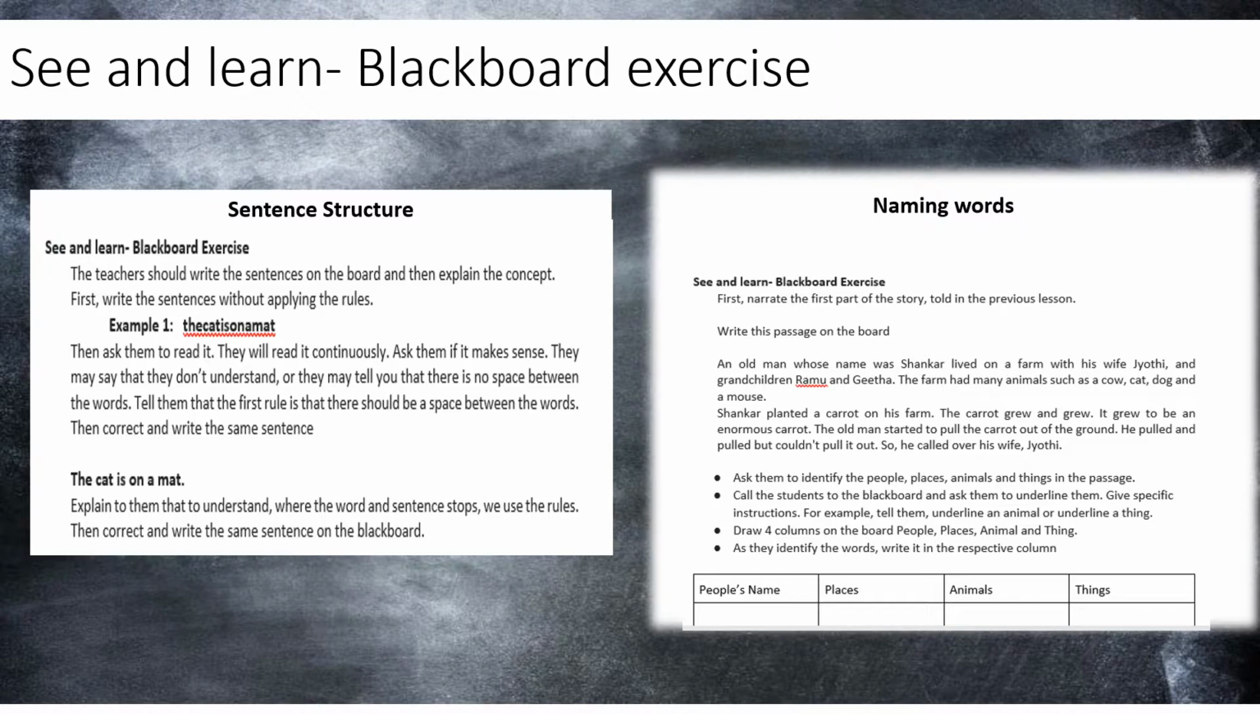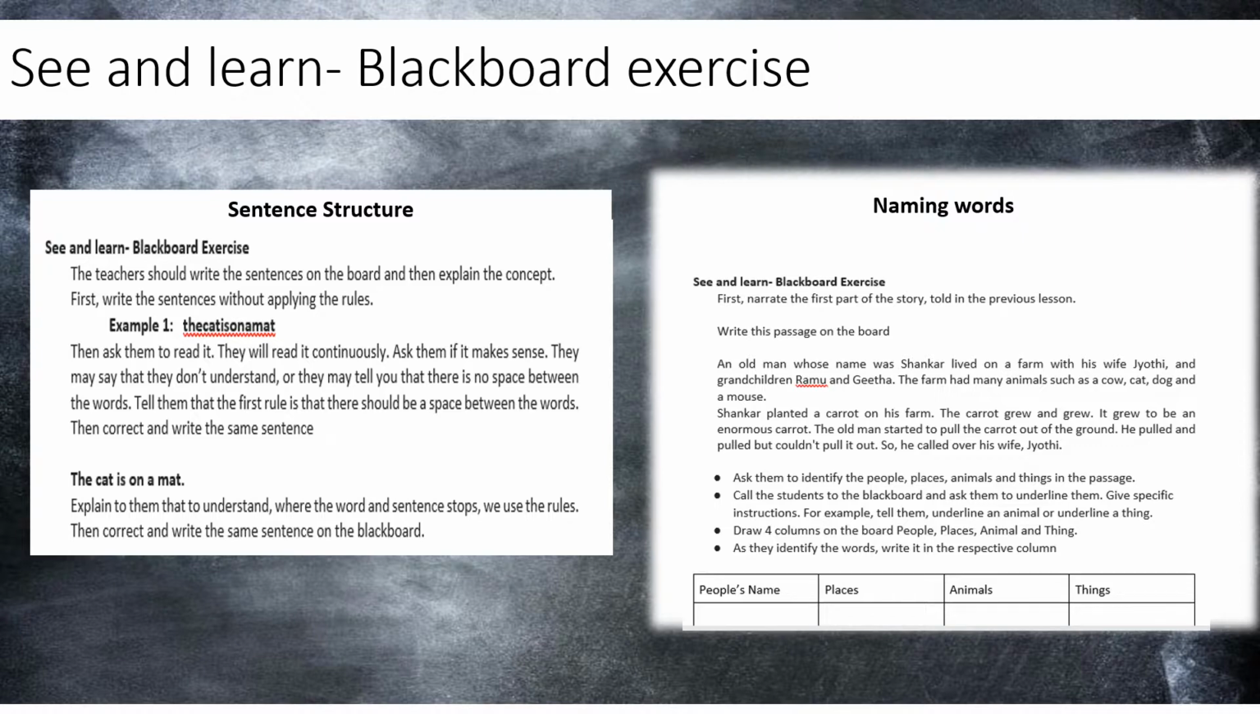In this, you narrate or tell a part of the story from the previous lesson. You just read out or narrate a passage from that story and then write it on the board, and then ask them to identify the places, people, animals and things from the passage. Call the children to the board and ask them to write them down in 4 columns. So draw 4 columns on the board and ask them to write it down. As they identify, if they are not able to write it, you can write it for them.